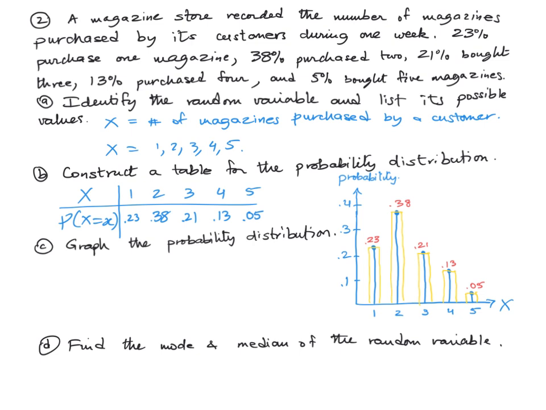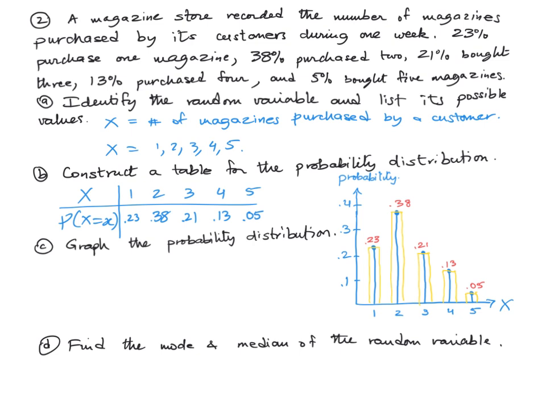If you don't like the spikes, you could draw rectangles instead, like I did in yellow here. Make sure they don't touch, because these are discrete values, so the rectangles should not touch. One of the advantages of the spikes is that they can't touch, so it's obvious when you do spikes that you're dealing with a discrete random variable. Finally, let's talk about the mode and median of the random variable, where the mode is whichever value of the random variable has the largest probability. Well, obviously this one, so x equals 2.